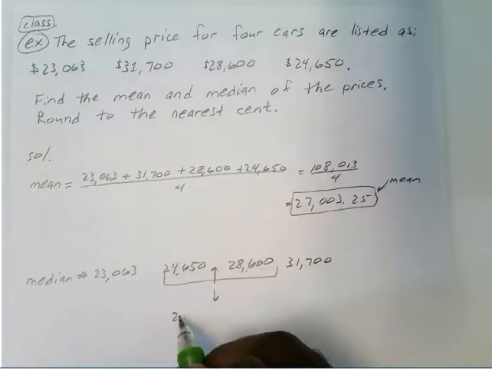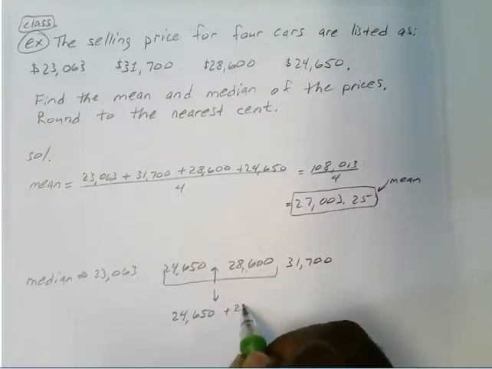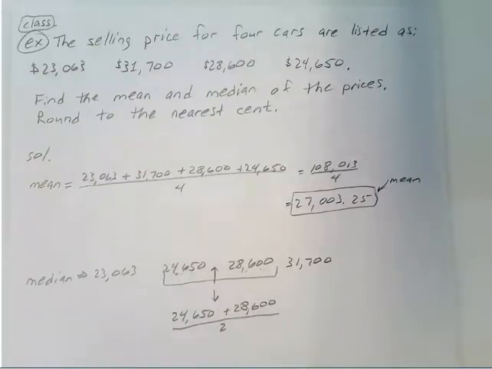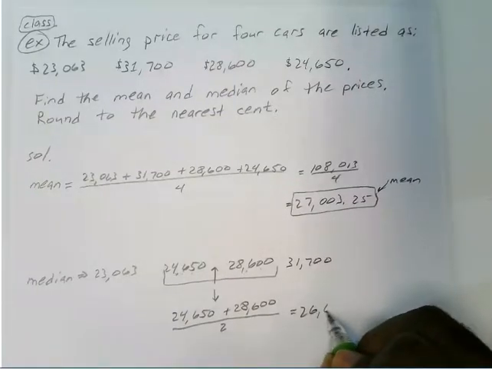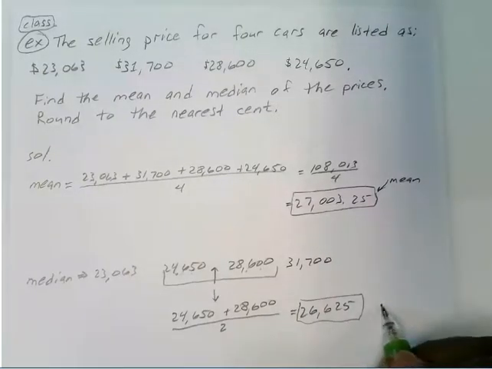Okay, so you have 24,650 plus 28,600 divided by 2. Okay, so it means 26,625. That is your median.